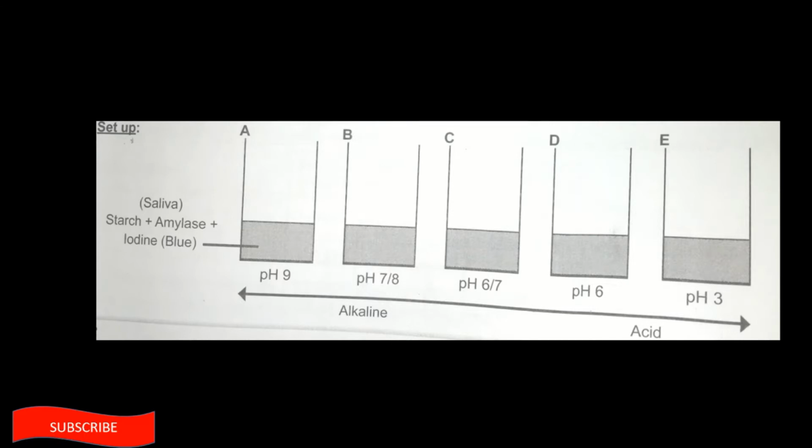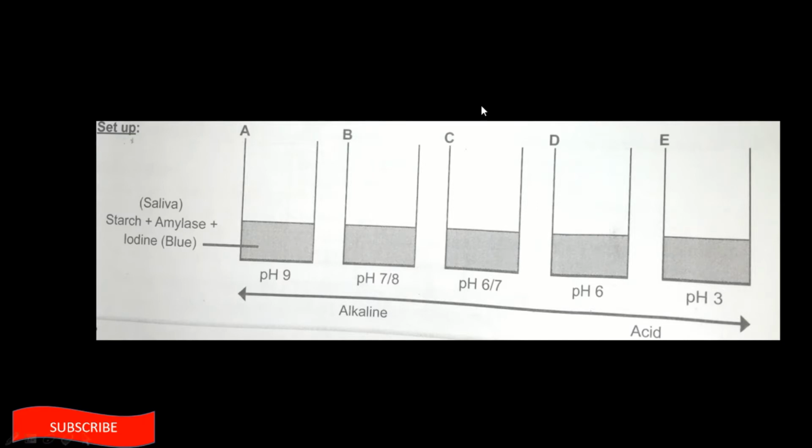All right, and then when do you get a negative response? In this case of our experiment, a negative response will be when our test tubes will not be blue anymore. That is to show that the starch contained in your test tube was digested by amylase. Hence, your iodine solution will change from blue to yellow.